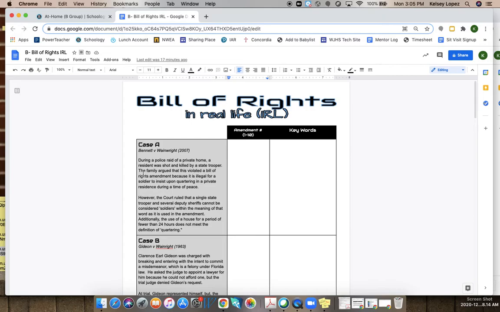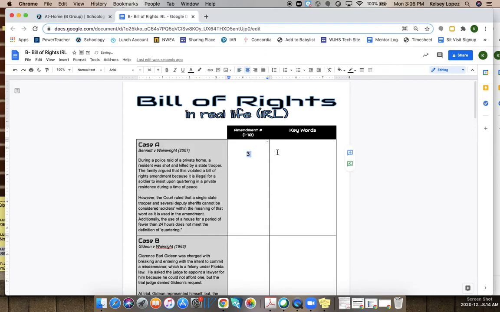So looking back at your notes from yesterday, and again, I would really emphasize looking back at your notes from yesterday, I want you to identify which amendment you think this connects to. Which amendment has to do with quartering of soldiers? The amendment that should go here is the Third Amendment. So you can just write 3. Okay, so that's what's going to go in this box here.